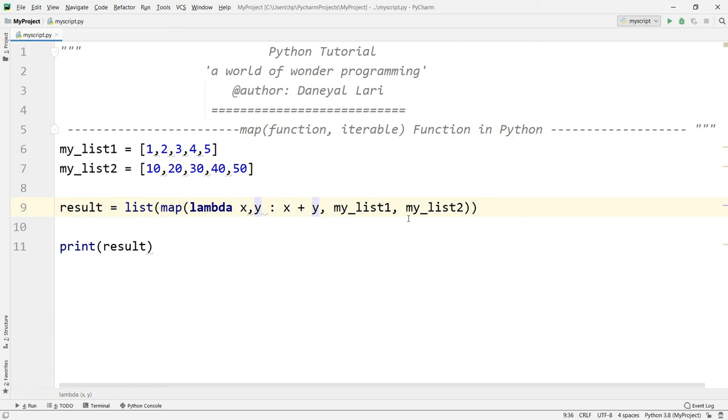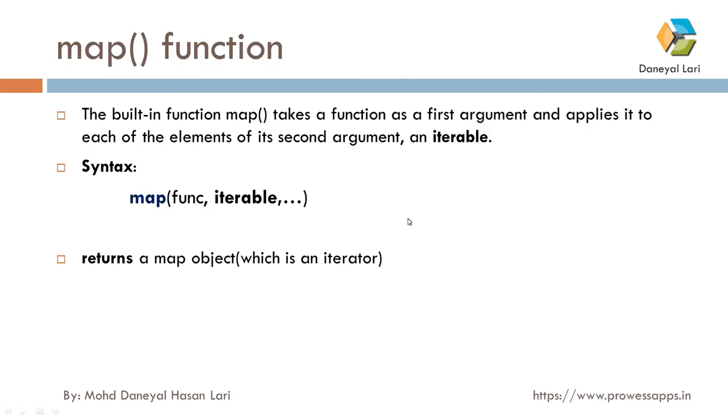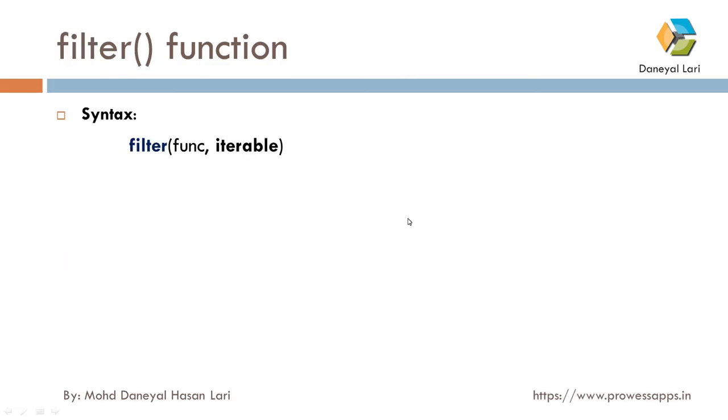Next method that I want to discuss is called the filter. As the name suggests, filter means we want to filter some values from the group of elements. So as you can see, it is also a higher order function. Why? Because it also accepts a function and one iterable object. This function will apply on every element of this iterable object. So let's see how to use the filter.